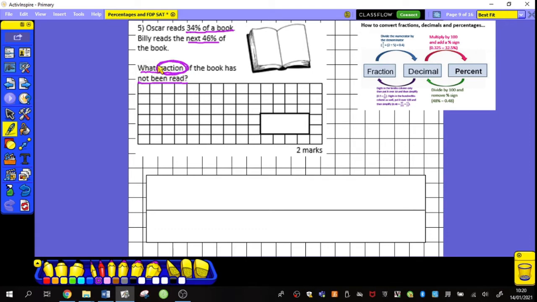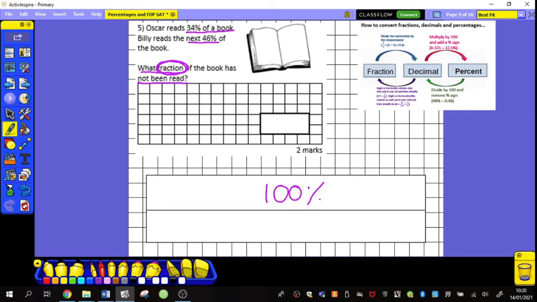What fraction is the key part here. So my question's all in percentage, but my answer is going to be a fraction. So I'm going to have to, at some point, probably convert between percentage and fraction. Now I'm going to put this problem into a bar model before I do any calculations. If my whole is the whole book, and my question is in percentages, then I'm going to have my whole as being 100%.